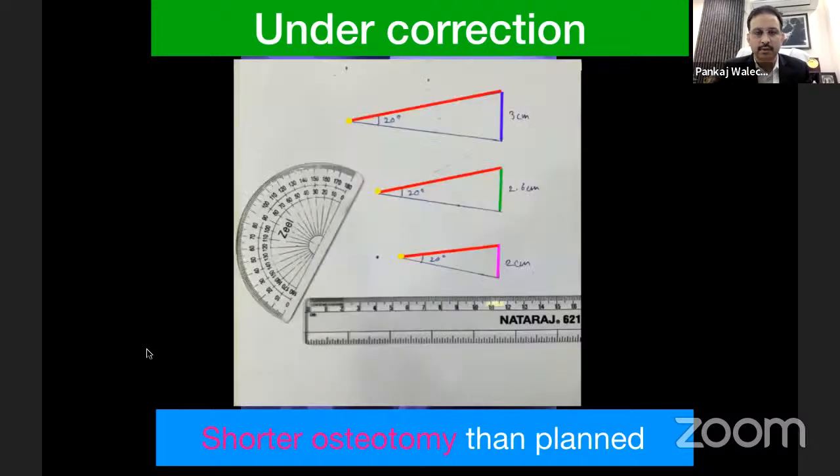So let me explain how. If we see these three situations, then for the same 20 degree angle opening, if my hinge point shifts medially as it is going from above below, then if my osteotomy is short, then I'm opening actually less amount of bone on the medial side and achieving smaller correction.